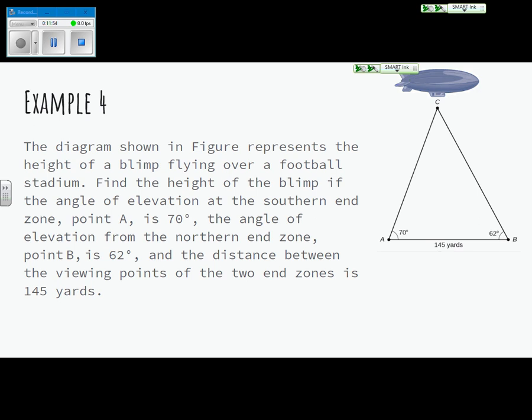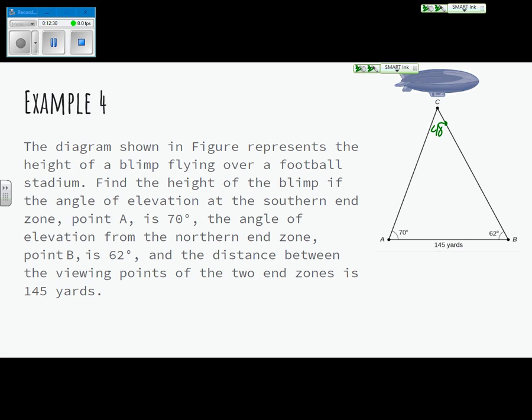So first step on this, I'm going to need one of these sides. This is going to be kind of weird. I'm not going to draw the height on here yet, but obviously I'm going to have to use the law of sines somewhere. So I'm going to use my triangle sum theorem and find that angle up there next to the blimp, because like the last example, I'm not really given an angle and a side across from it. So I found it to be 48 degrees.